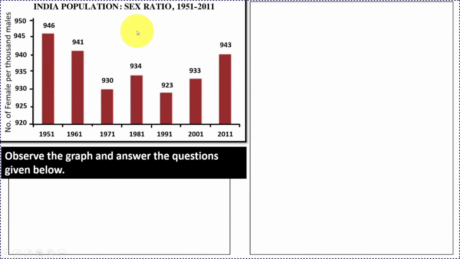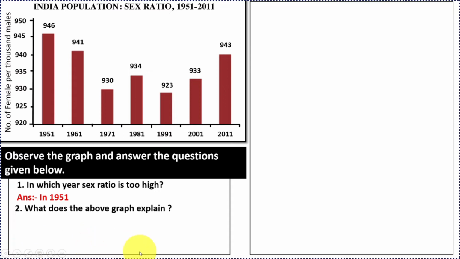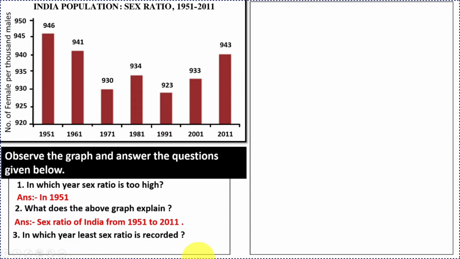India population sex ratio between 1951 to 2011. What does the above graph explain? The above graph explains the sex ratio of India from 1951 to 2011. In which year is the least sex ratio recorded? Least is here, 923. It was recorded in 1991.